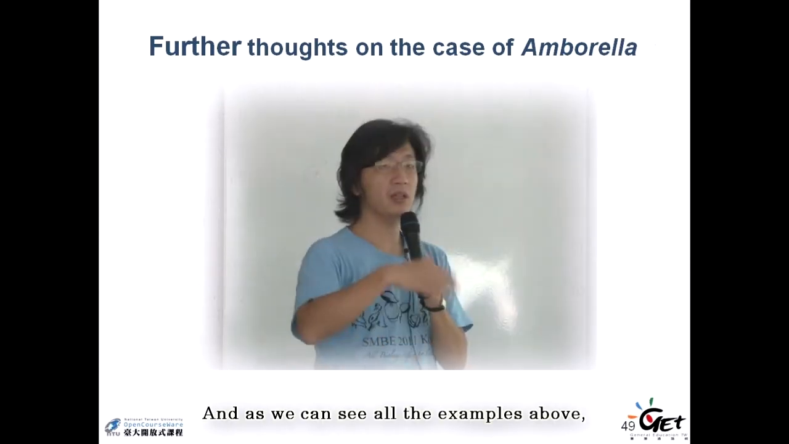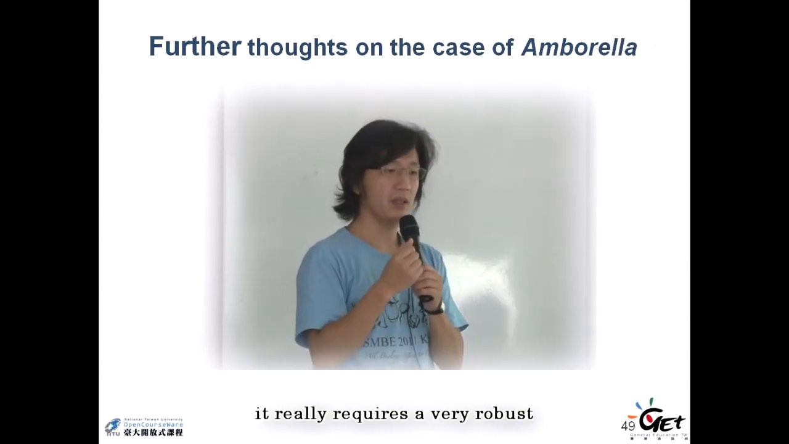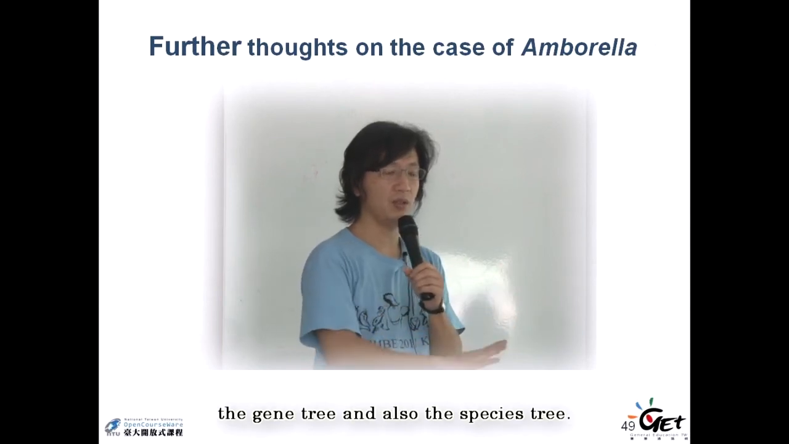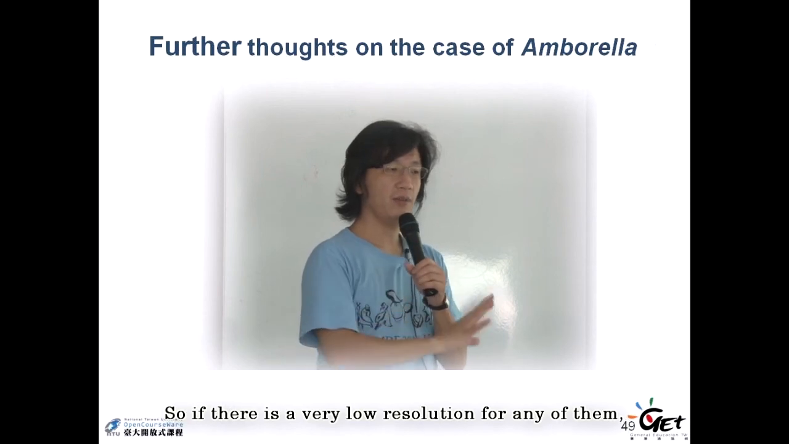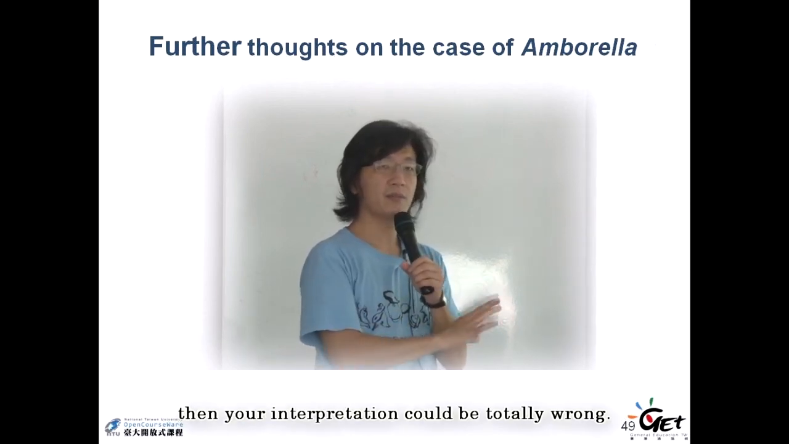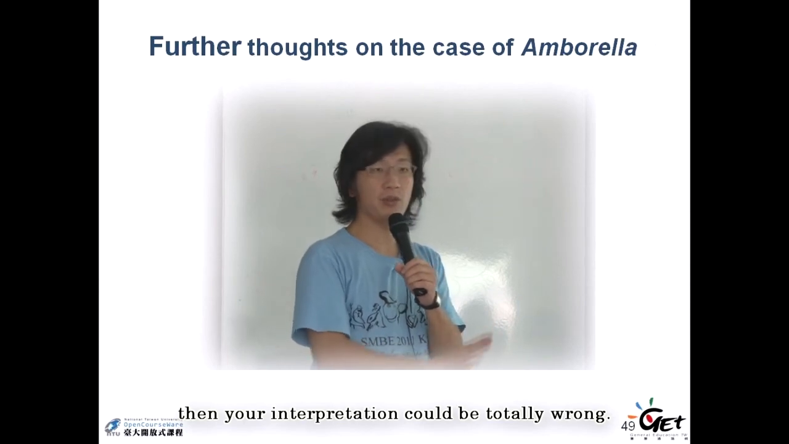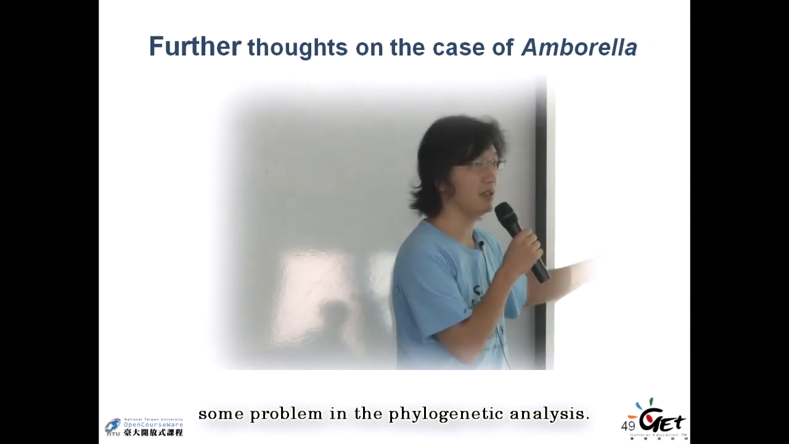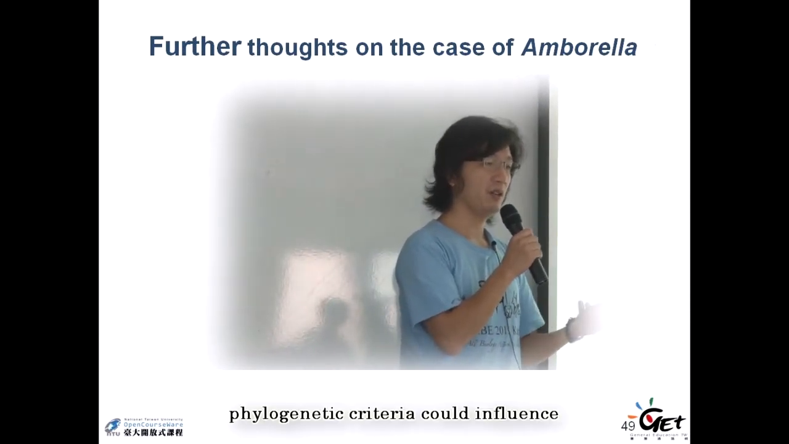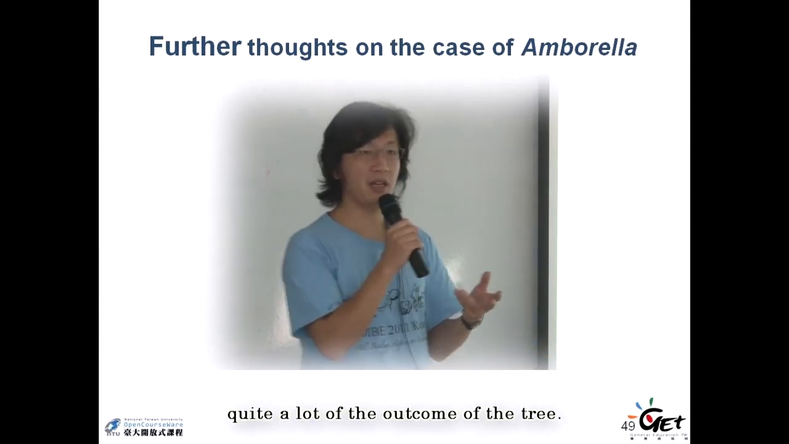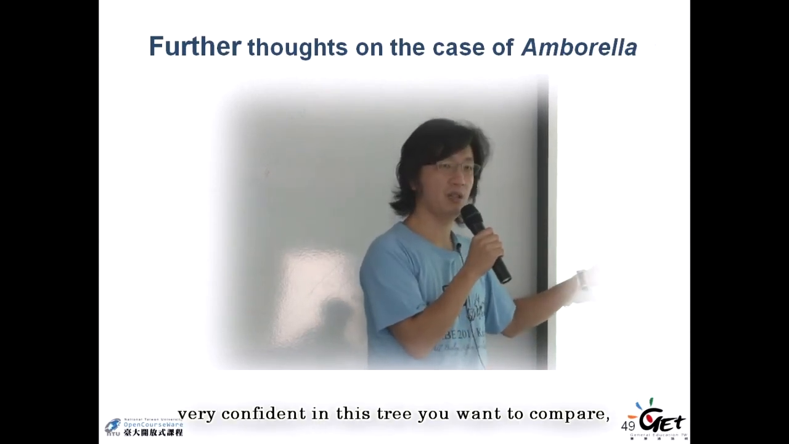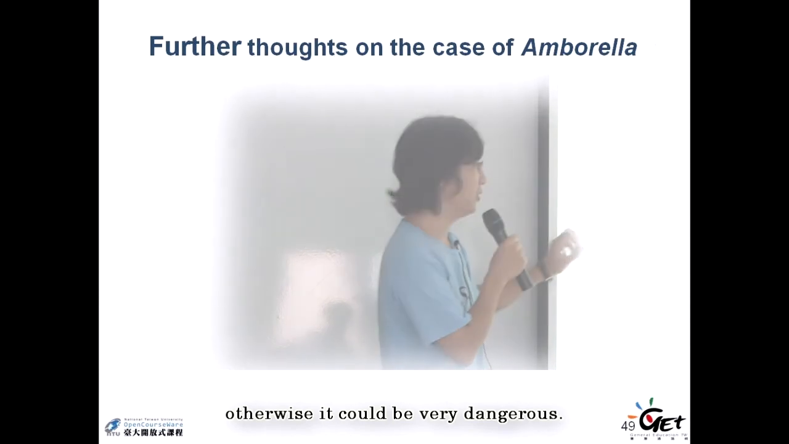The other concern is that you are making inferences based on phylogeny. As we can see from all the examples above, it really requires a very robust phylogeny to compare the gene tree and the species tree. If there's very low resolution in either of them, then your interpretation could be totally wrong. It could be due to some problem in the phylogenetic analysis, and we already said that phylogenetic criteria can influence the outcome of the tree quite a lot. So you have to be very confident in the trees you are going to compare. Otherwise, it could be very dangerous.